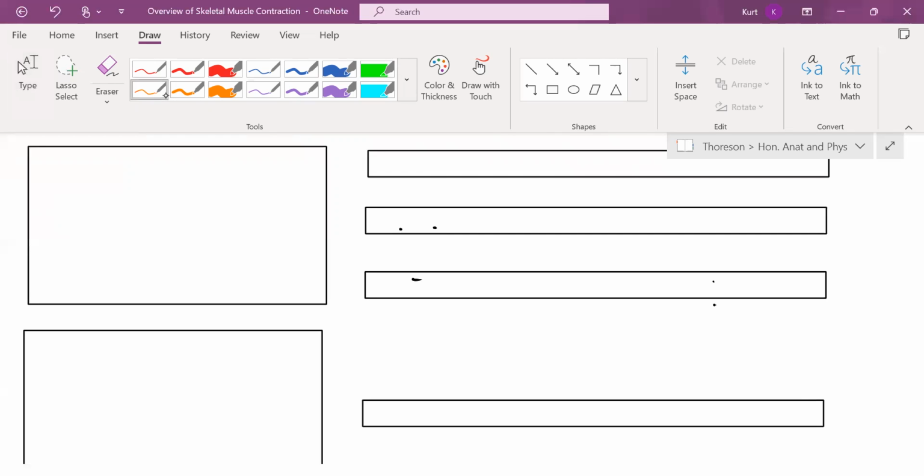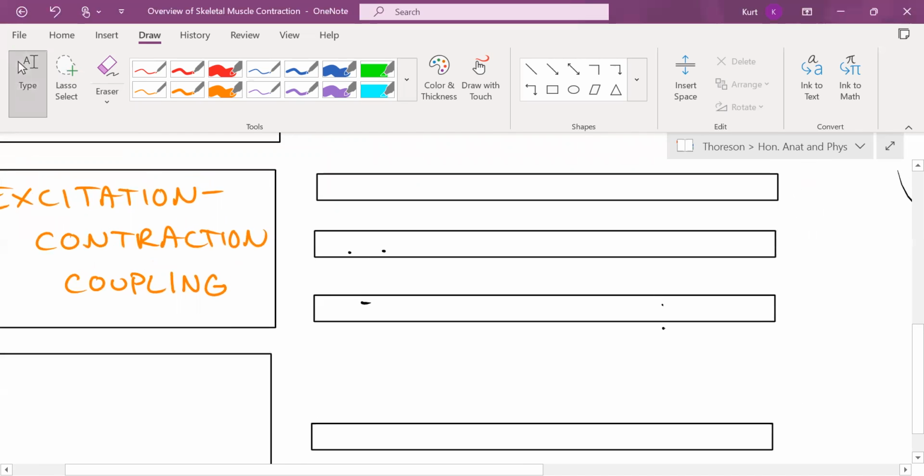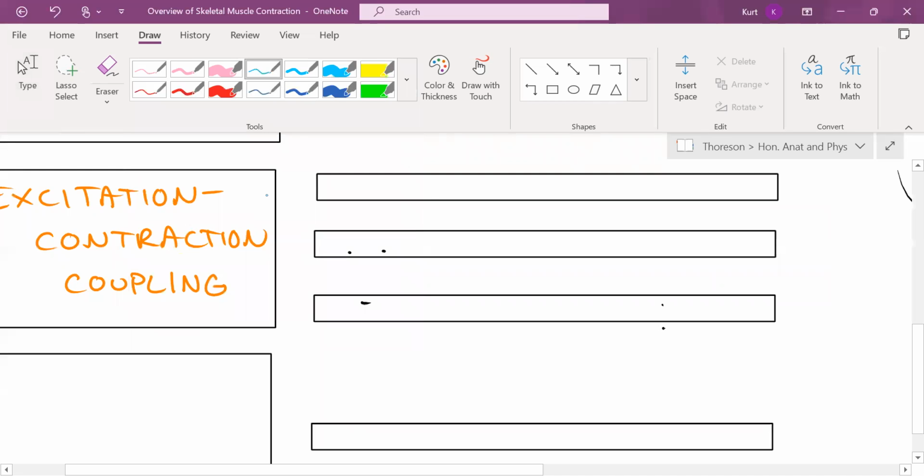Next, let's go to the third stage. Grace, what do you have? What did you guys write? Excitation, contraction, coupling. Yes. All right, Eva, what do you have for the first step of excitation, contraction, coupling? AP, the action potential in the sarcolemma, travels down the T tubules. That is correct.